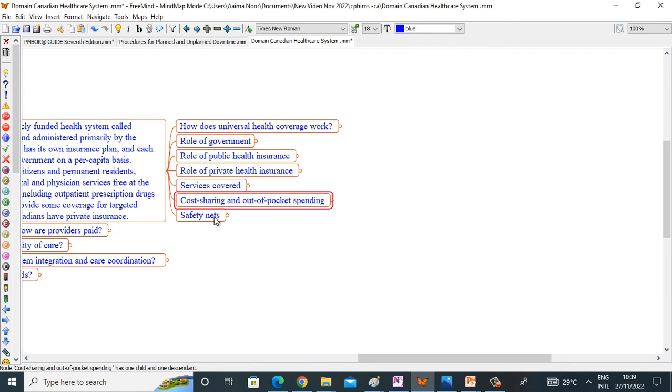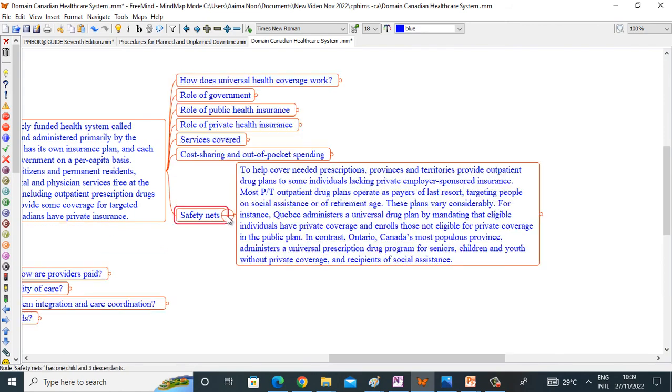Now we'll see safety nets. To help cover needed prescriptions, provinces and territories provide outpatient drug plans to some individuals lacking private employer-sponsored insurance. Most PT outpatient drug plans operate as payers of last resort, targeting people on social assistance or of retirement age. These plans vary considerably.